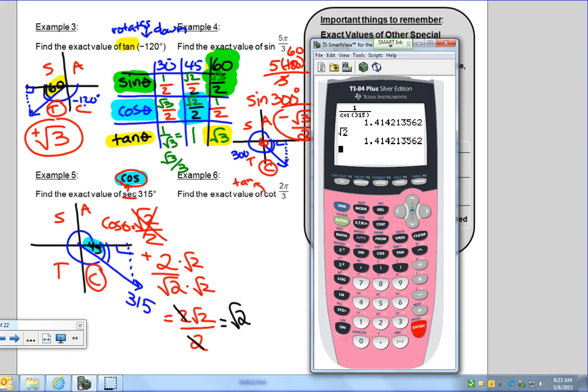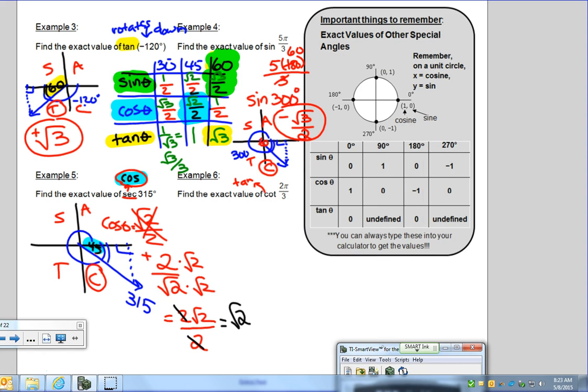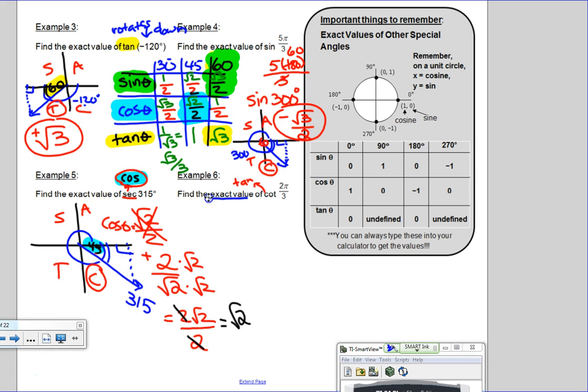Okay, example 6. We'll try one more of these exact values. Find the exact value of cotangent of 2 pi over 3. Exact value means I don't want the decimal, so I'm going to convert. I'm going to do it the easy way: 2 times 180 over 3. Again, use your calculator, I'm going to do it by hand. This is going to be a 120 degree angle.